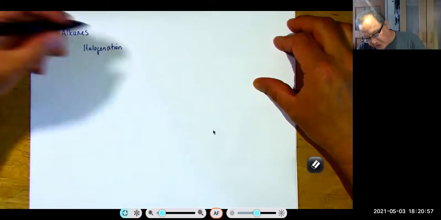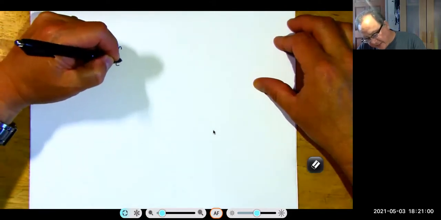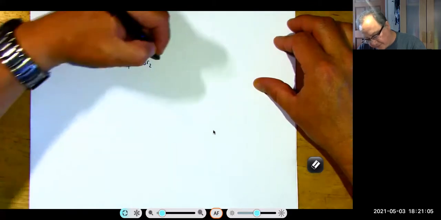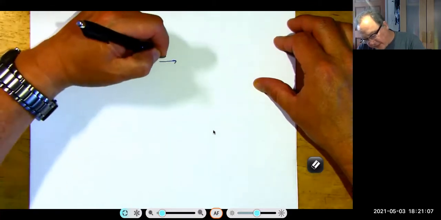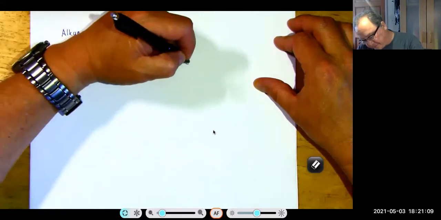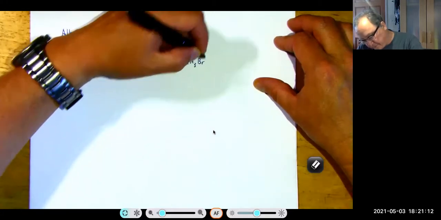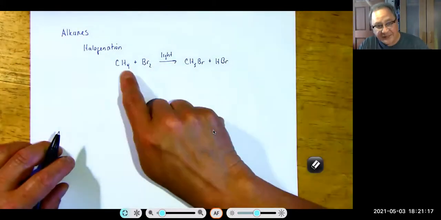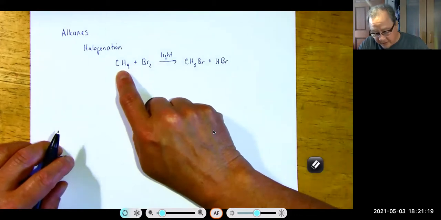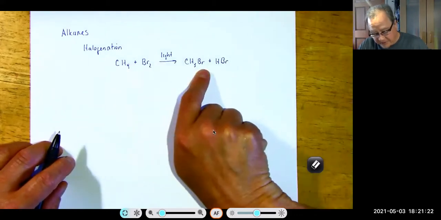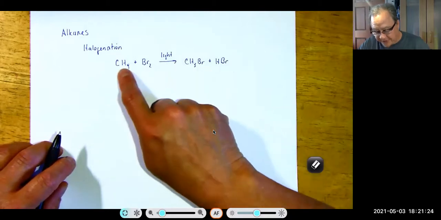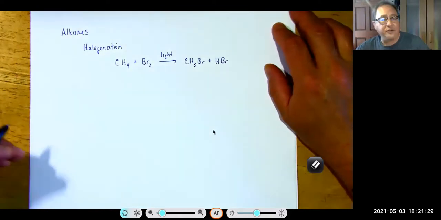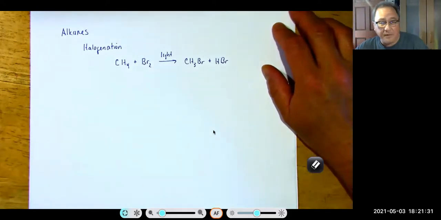And halogenation is when you take something like CH4 and you add a halogen to it. And for this reaction, you need light. What happens is one of the hydrogens gets taken off of your alkane and replaced with the bromine. The other bromine combines with the hydrogen that's taken off and you get HBr. This would also happen with Cl2, F2, I2, but it's mostly done with bromine and chlorine.